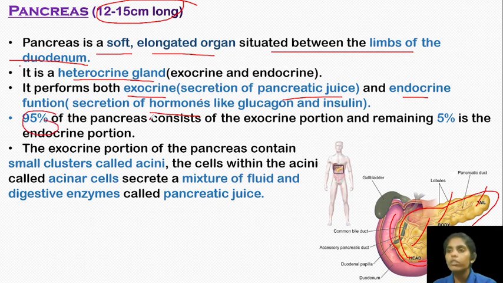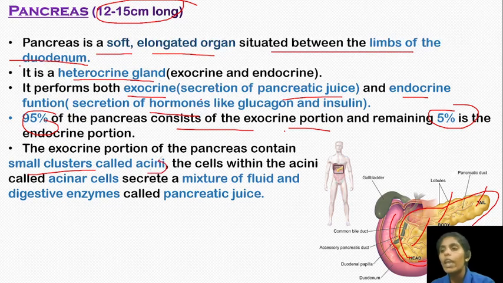95% of the pancreas consists of the exocrine portion. The remaining 5% will constitute the endocrine portion. And what does the exocrine portion constitute? It contains small clusters of cells called acini. These clusters contain small cells called acinar cells.